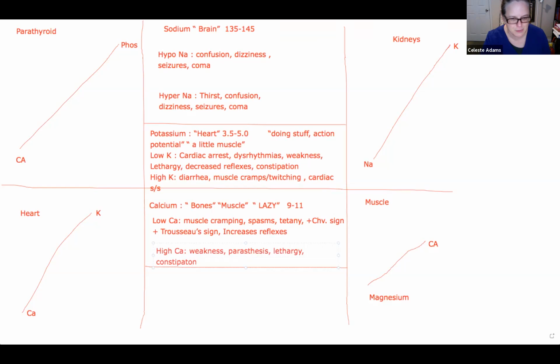Okay, so now we're going to move on to magnesium. So what did I say about magnesium? What do you remember about magnesium? What did I tell you? What does it follow? What is it similar to? It follows calcium. Calcium, right. So it's very similar to calcium.